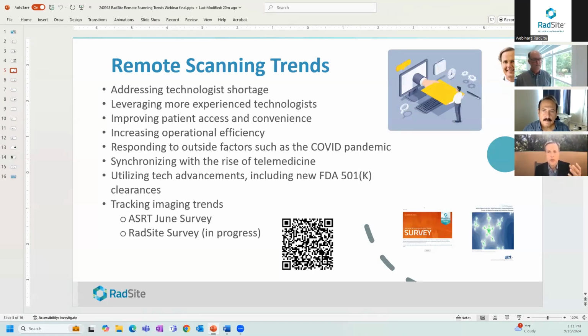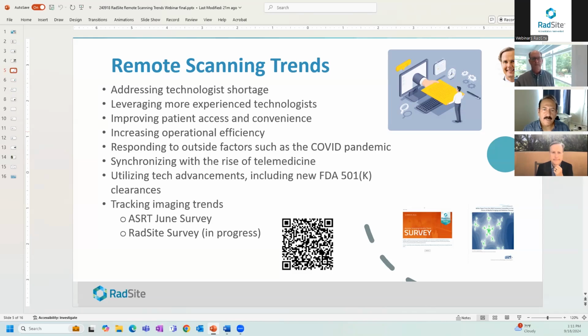We went through a whole multi-year experience in which a lot of things in our nation, in our world, were done virtually. And so I think these are some of the trends that are really giving the impetus to our being concerned about remote scanning being done properly.